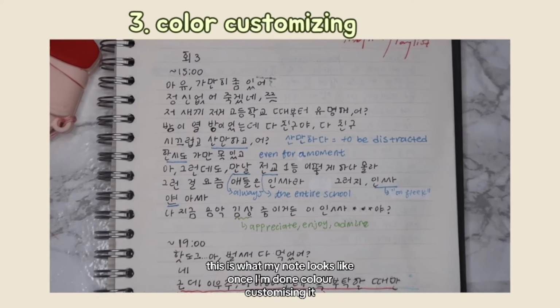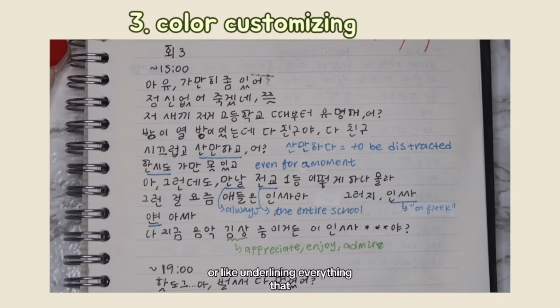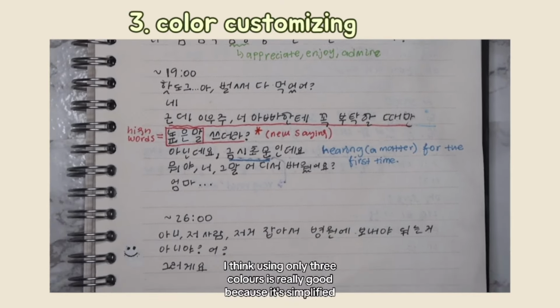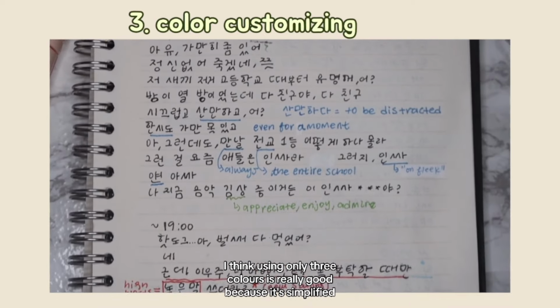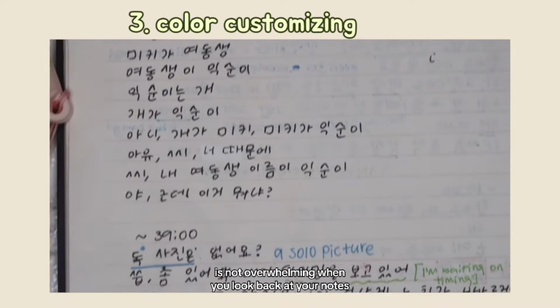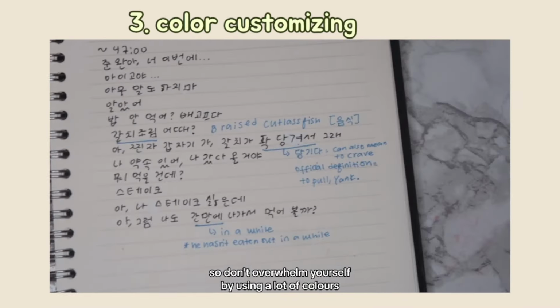This is what my note looks like once I'm done color customizing it, or underlining everything, after going through all of the stuff that I have written down. I think using only 3 colors is really good because it's simplified. It's not overwhelming when you look back at your notes, so don't overwhelm yourself by using a lot of colors.